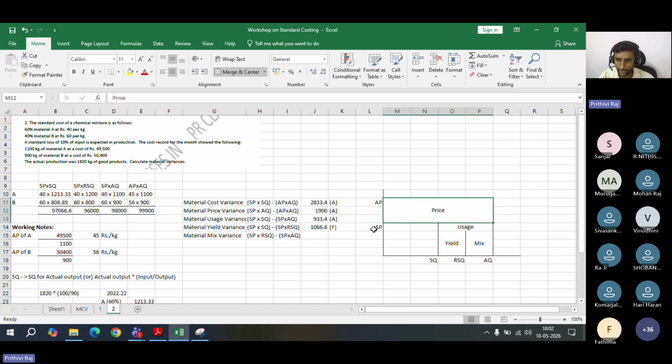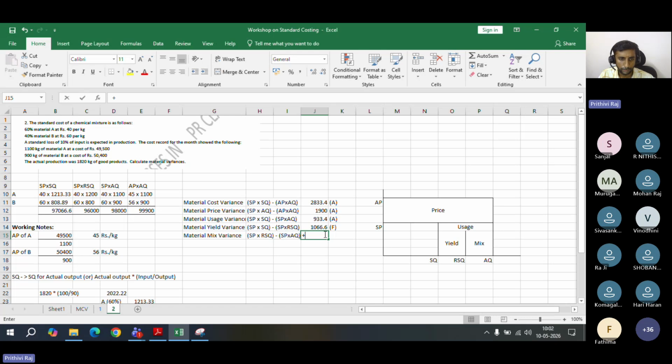This box between standard and actual price is called price variance, and this box between standard quantity and actual quantity, the quantity difference, is called usage variance. Usage variance we further split into yield and mix variance. We plot the center line, called RSQ, and split it into yield variance and mix variance. The yield variance is the actual efficiency, the efficiency achieved on the shop floor. And mix variance is the variance occurring due to the mix, between the standard mix and the actual mix, the composition of the input mix.